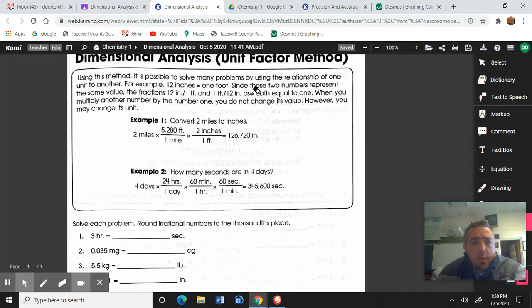So, just reading along here, using this method, it is possible to solve many problems using the relationship of one unit to another. For example, 12 inches equals 1 foot. Since these two numbers represent the same value, the fractions 12 inches to 1 foot, 1 foot to 12 inches are both equal to 1. When you multiply another number by the number 1, you do not change its value. However, you may change the unit.